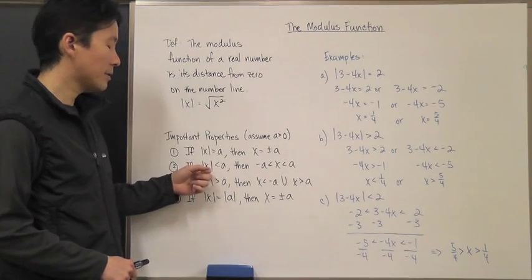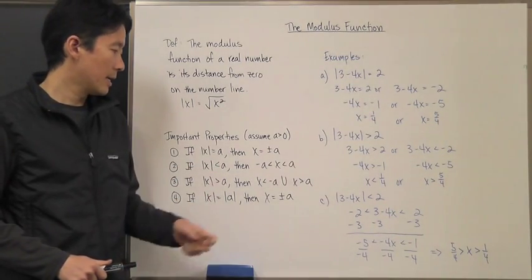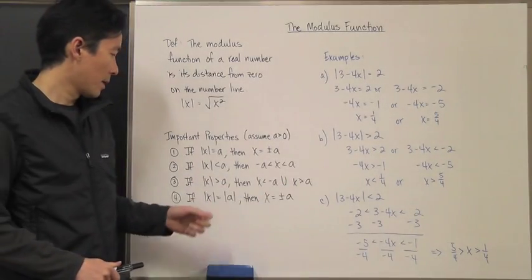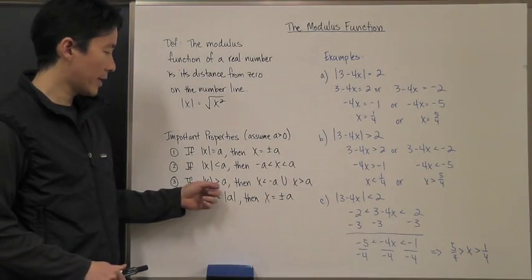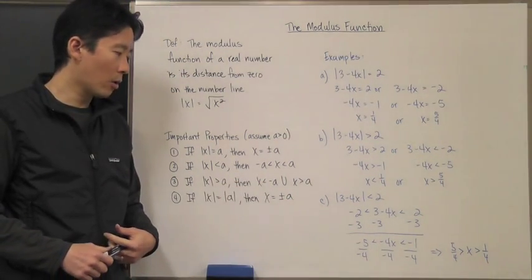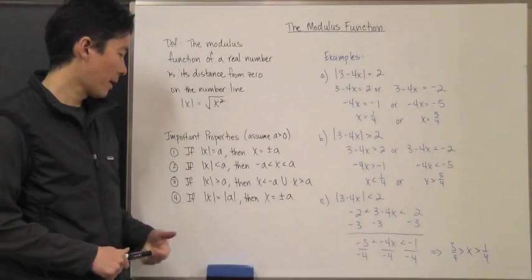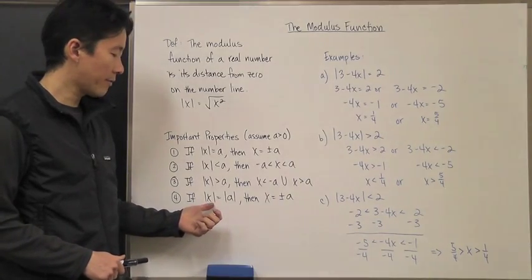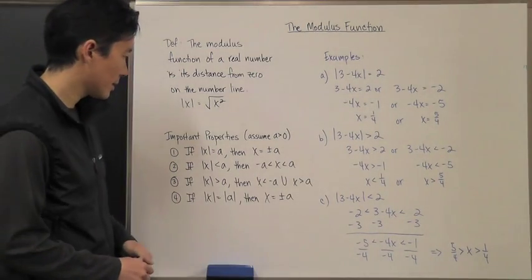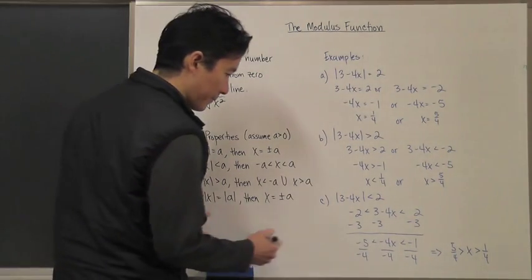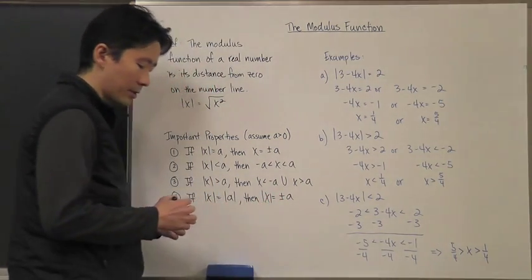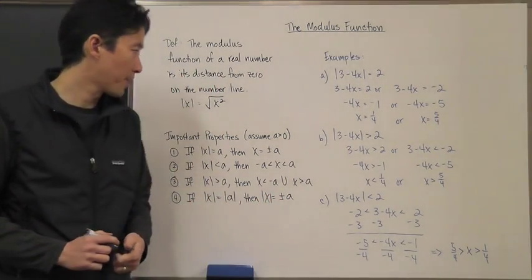If the absolute value of x is less than a, then negative a is less than x is less than a. If the absolute value of x is greater than a, then x is less than negative a or x is greater than a. And if the absolute value of x is equal to the absolute value of a, then x is going to be equal to plus or minus a.